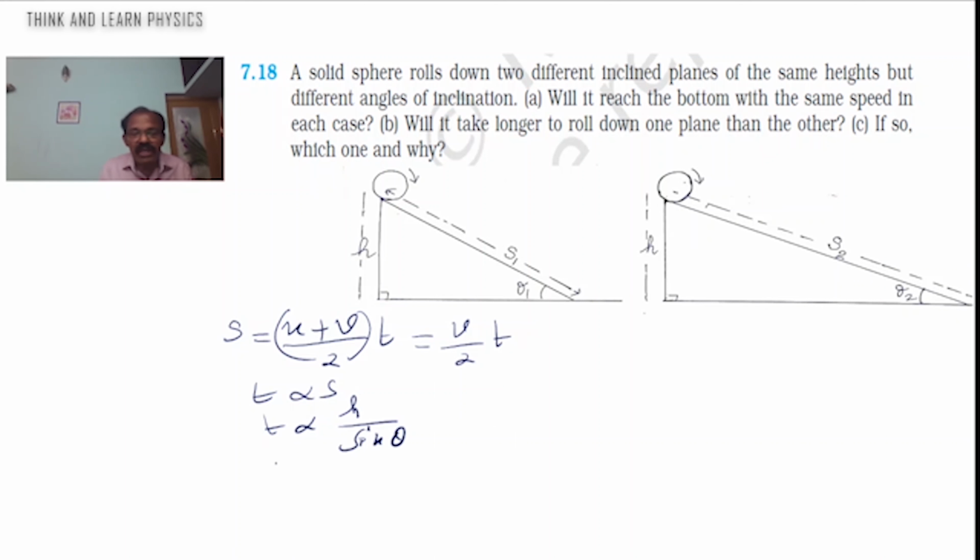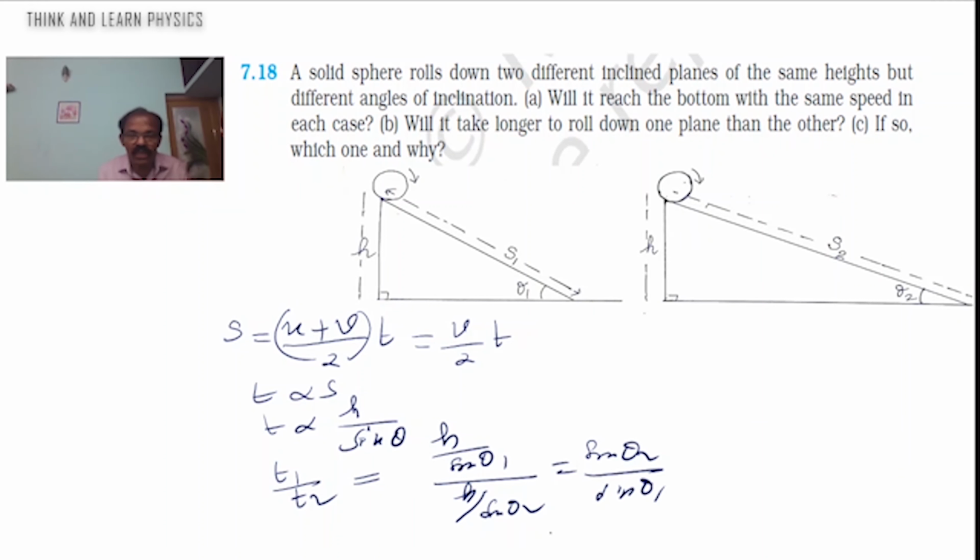So t1 by t2 means h by sin theta 1 divided by h by sin theta 2, which is equal to sin theta 2 by sin theta 1. So clearly we see from the diagram that t2 is greater than t1 because theta 1 is greater than theta 2. So the sphere takes a longer time in the case of the incline of small angle of inclination.